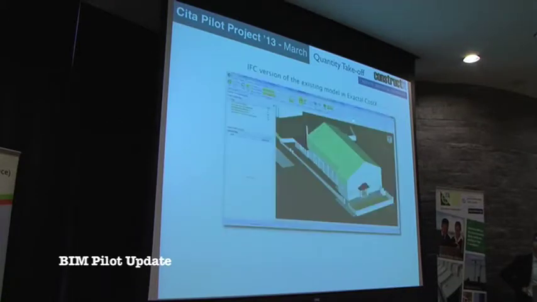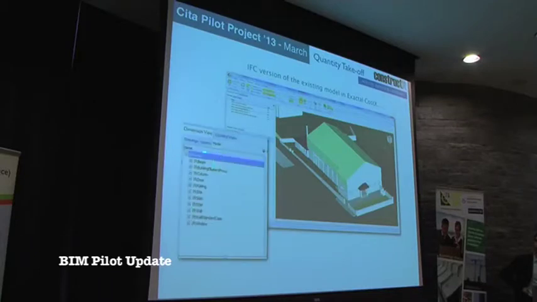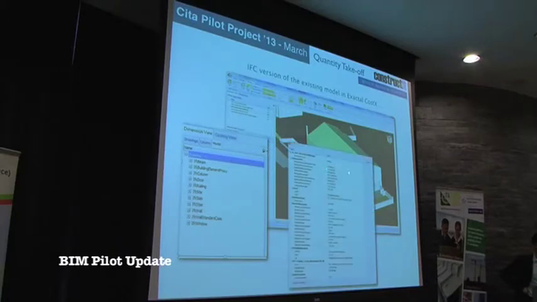This was the IFC version of the model in Exactal Costx. Has some good functionality. We get the model tree comes across, the object properties, very extensive. Great thing about IFC is that there's a document behind this which defines very tightly what these quantities are. So from that point of view, great.